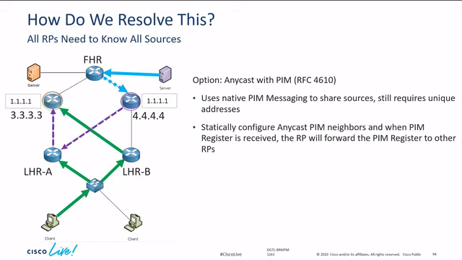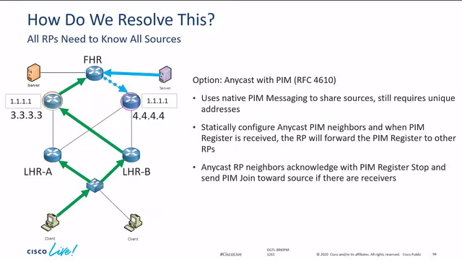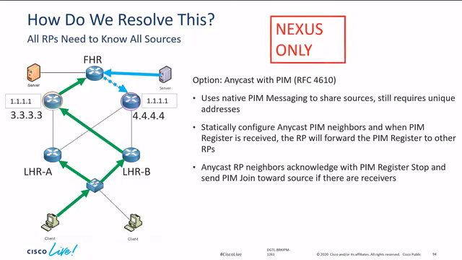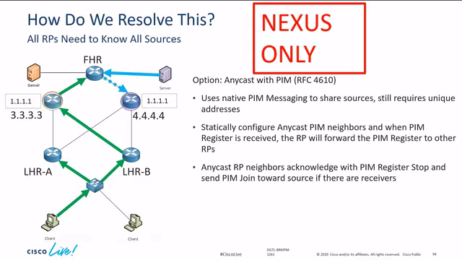So the RP, again, will forward that PIM register to the other RPs. And then, of course, they will acknowledge by sending a PIM register stop saying, okay, I now know there's a source, and then it will trigger its own join towards that source if it has any receivers. So this is another option, but right now at least it's an option only on the Nexus platform for IPv4. So this exists in IPv6 but not IPv4, and MSDP exists in IPv4 but not IPv6. So it kind of depends on which version of Multicast you're running as well as which options you have.